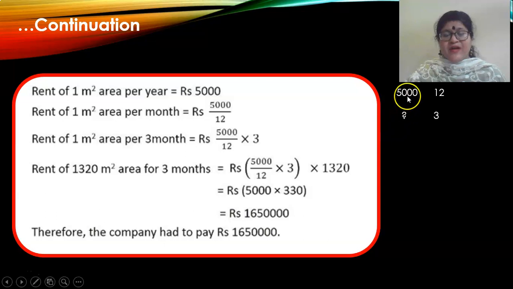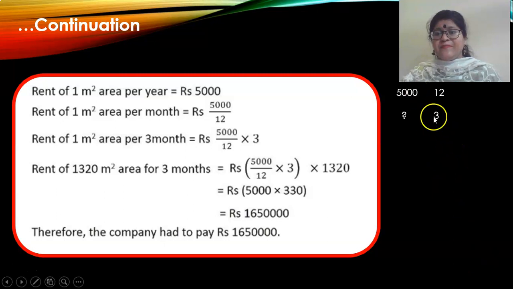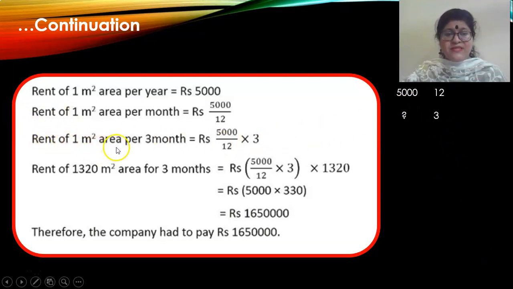Now, 5,000 rupees is for 12 months. That is a rate. For 1 meter square, it is 5,000 rupees for 12 months. For what? For a year. So for 3 months, how much will it be? X. So you cross multiply. That is 5,000 into 3 by 12. So rent of 1 meter square area for 3 months is 5,000 into 3 by 12.